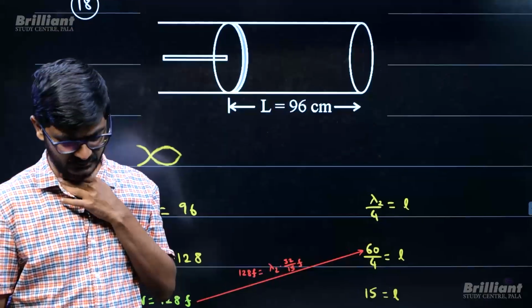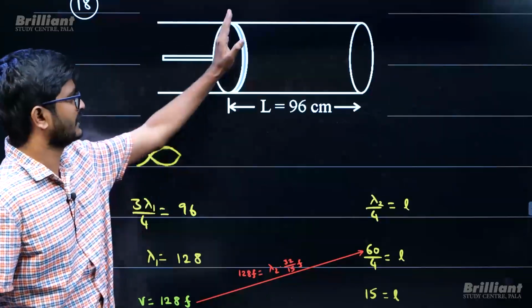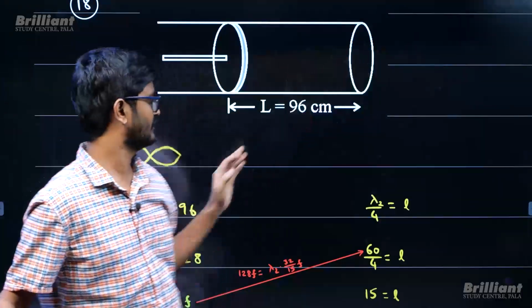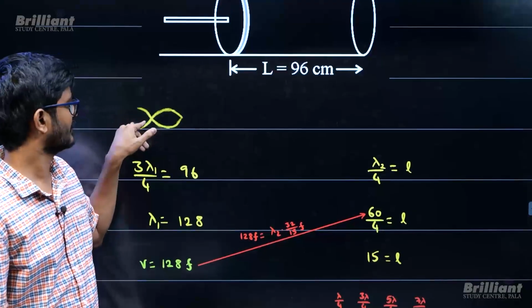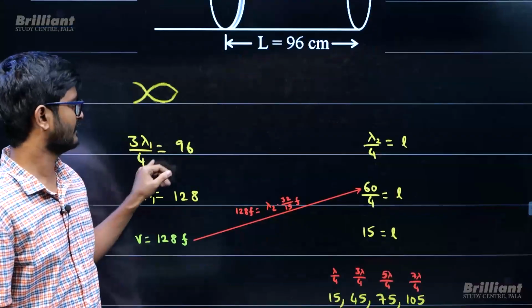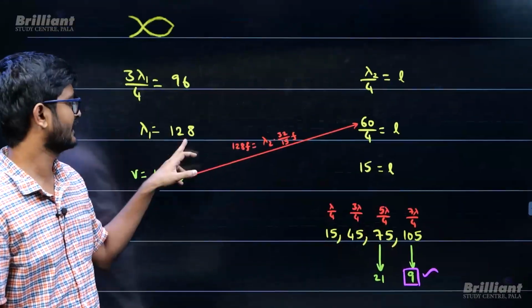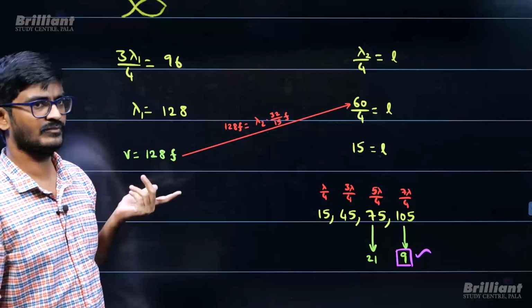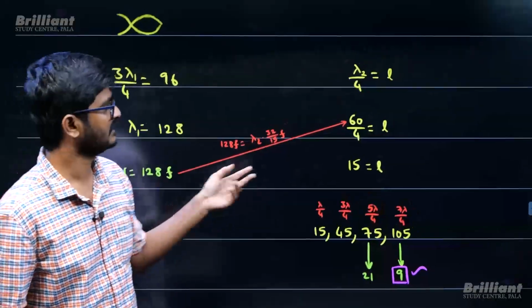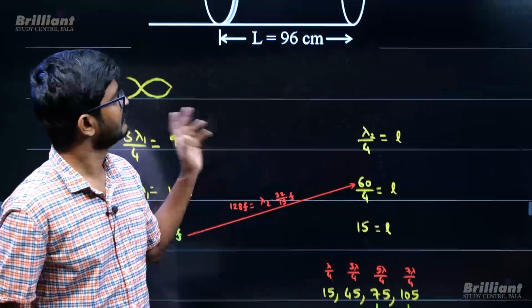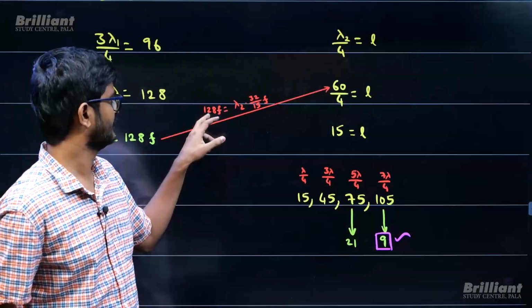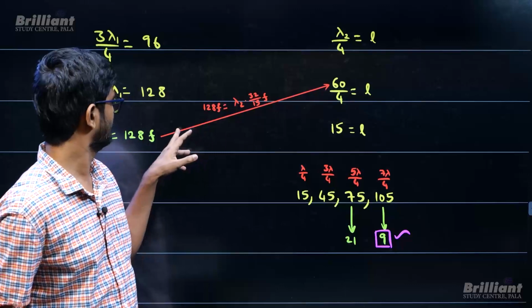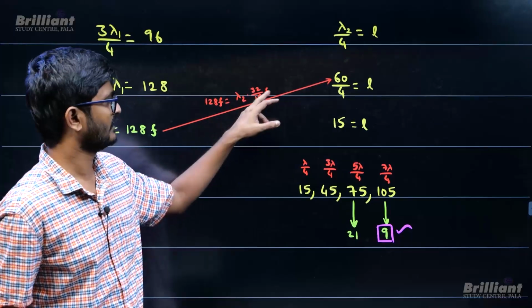They said first overtone, so it is going to look like this: here there will be pressure maximum, here there will be pressure minimum. So lambda by 4, lambda by 4, lambda by 4, that is 3 lambda by 4 is 96, given in the question. From there we will get lambda. You can use V equals lambda F. V is the same in all the cases, but the frequency is becoming 32 by 15 times of this.